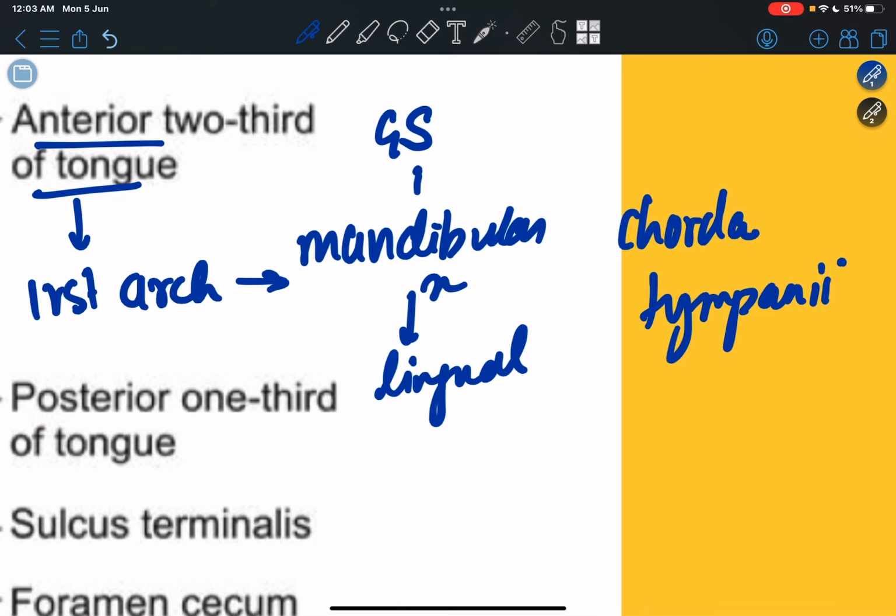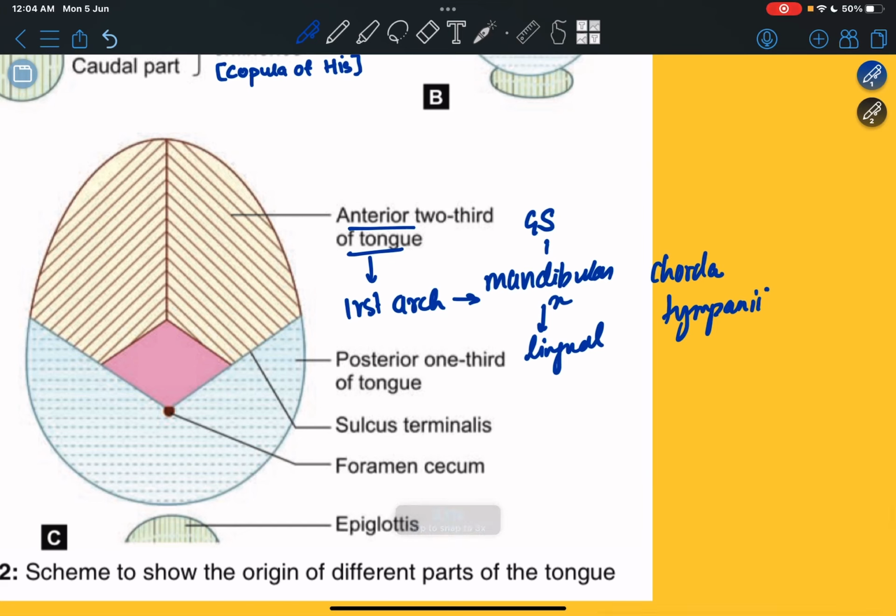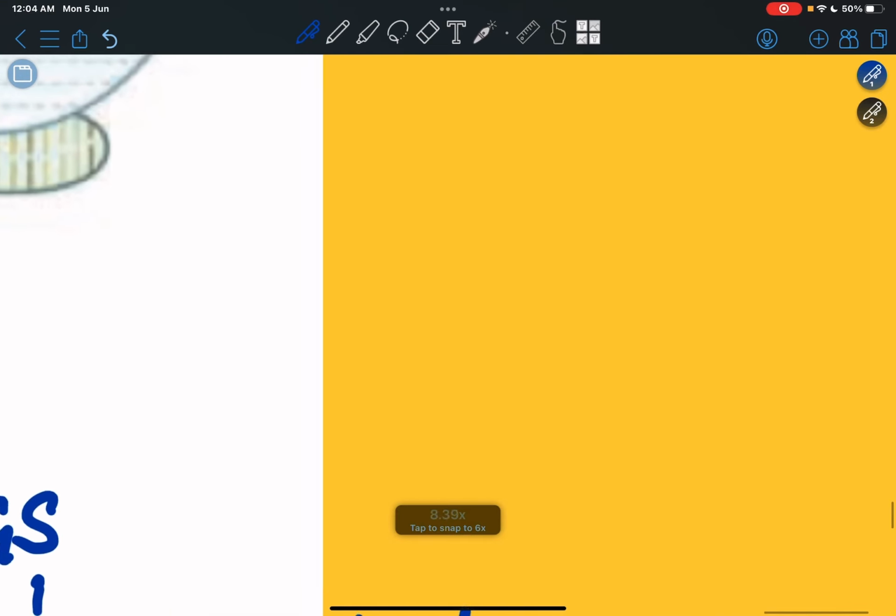A way to understand this: if you remember, the nerve supply for the second arch is the facial nerve, right? Because the muscles of facial expression are in the second arch, that's why the facial nerve is the nerve of the second arch. Why is the chorda tympani, which is a branch of the facial nerve, supplying something of the first arch? I'm going to explain that quickly.